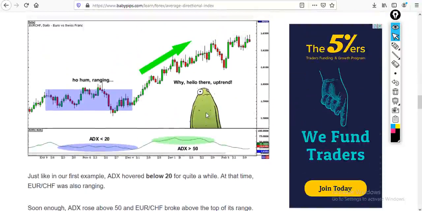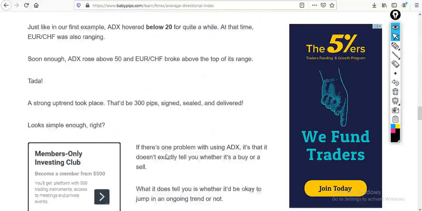Also when it was below 20, what do we see? Market prices ranging in this area right here. However, the moment the ADX read greater than 50, price rallied off to the top side. So we can see that. Now let's move further downward to see what more we can learn about the ADX.